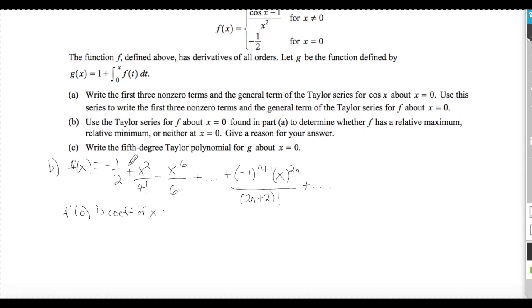But I know, hey, there is no term with an x in it. So what does this mean for me? If there is no x term up here, then that means f prime of 0 is 0. So I might have a relative maximum or minimum. I know I have a critical point, because each of the coefficients comes from the derivative, and there's no derivative here at the x term, so that means the first derivative has to be 0, right? First derivative at 0 has to be 0.